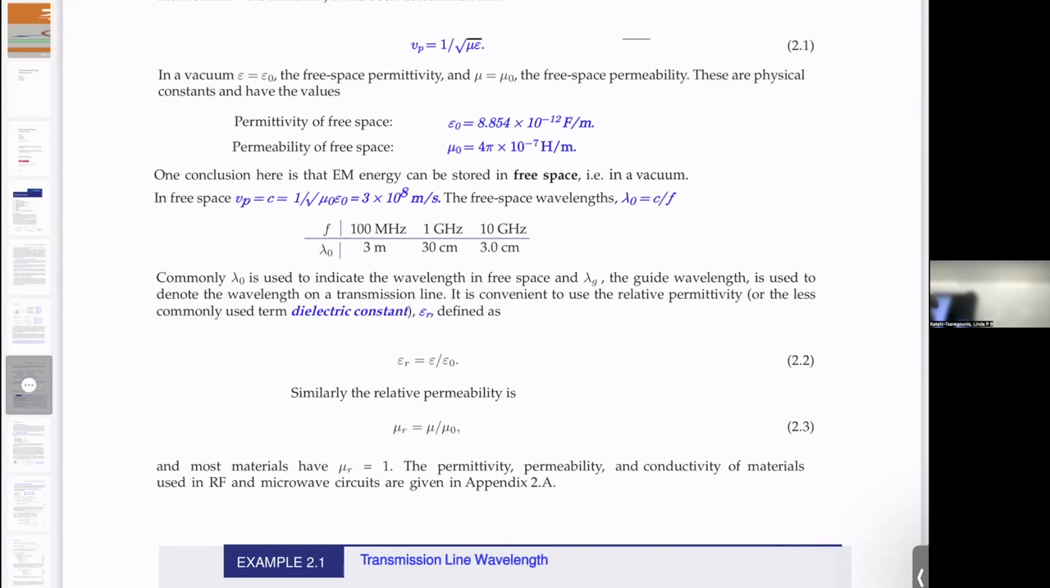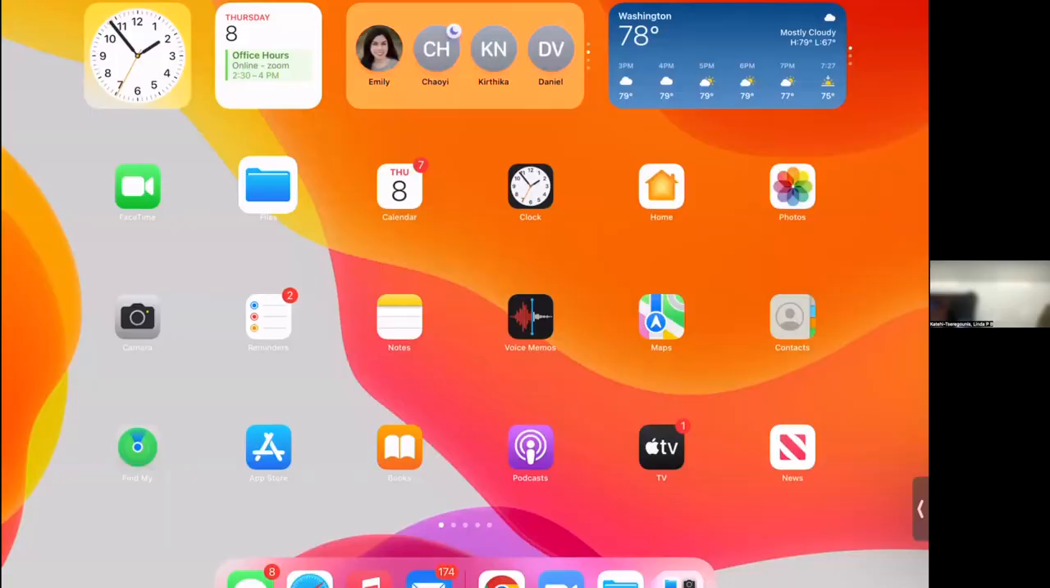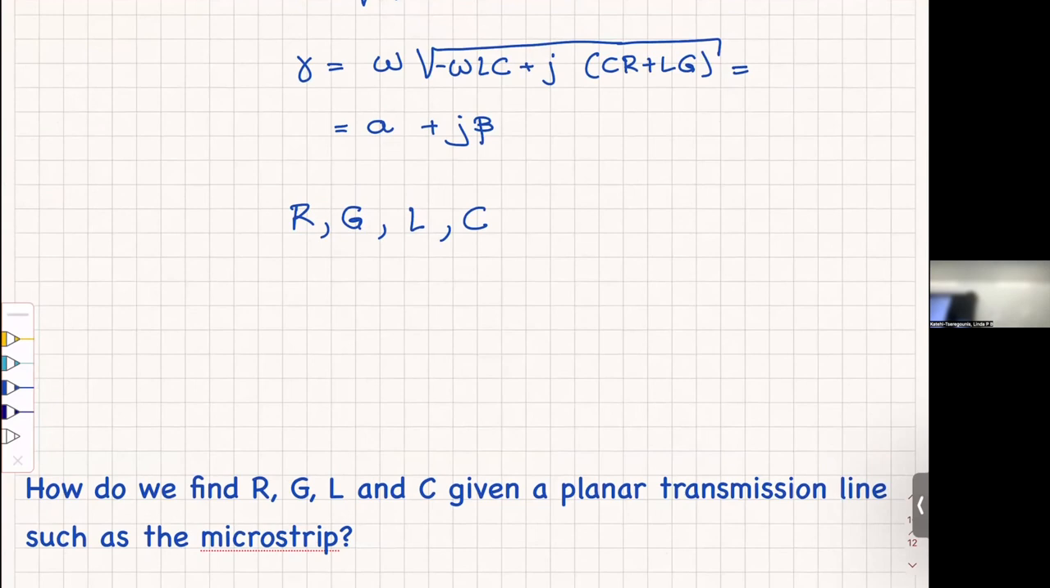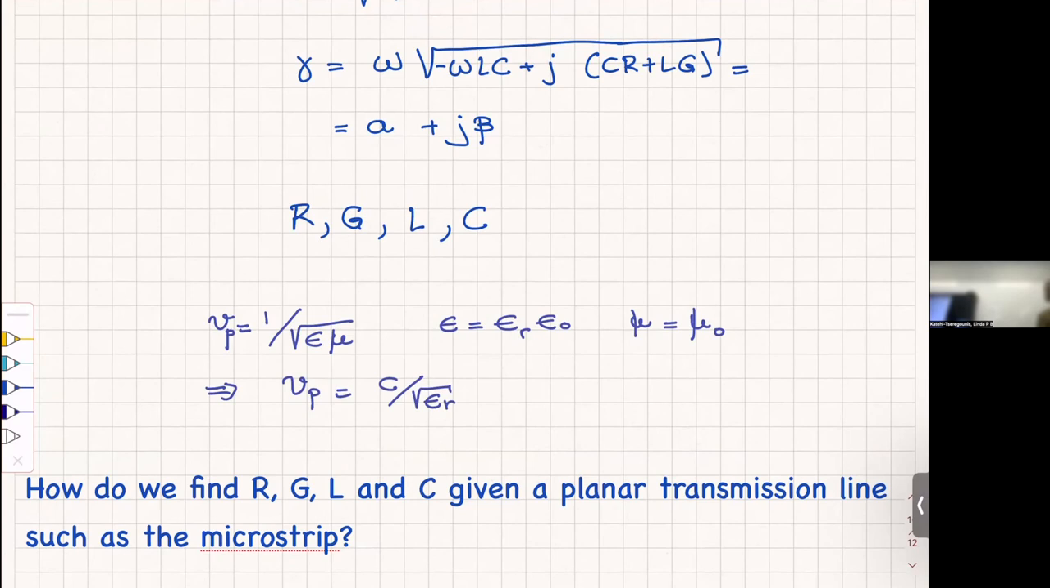What you can find out is that the velocity of the wave is 1 over the square root of epsilon mu. If your epsilon equals epsilon sub r times epsilon sub naught, and mu equals mu sub naught, which is the case for a dielectric, then your V sub P, the phase velocity, is going to be C divided by the square root of epsilon sub r. And that's the velocity of your wave in a dielectric. All right, so let's go back to where we were here.